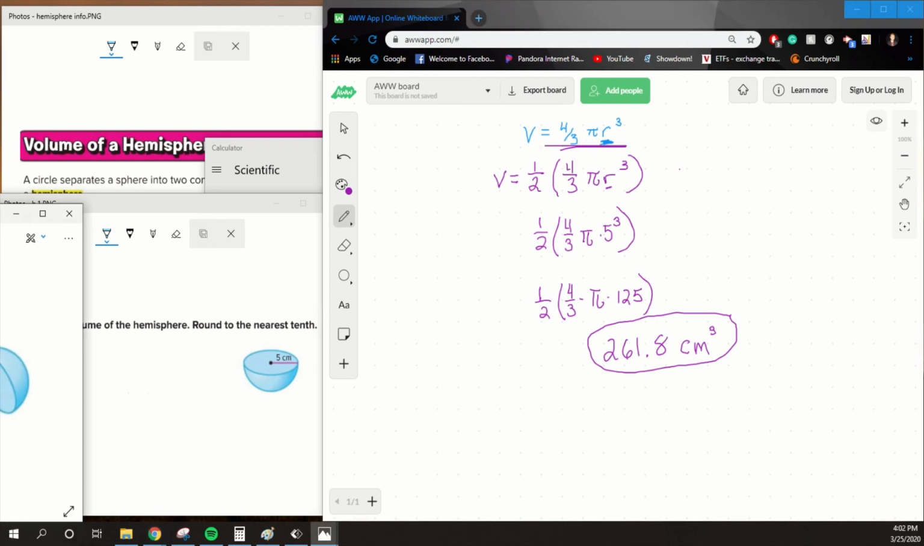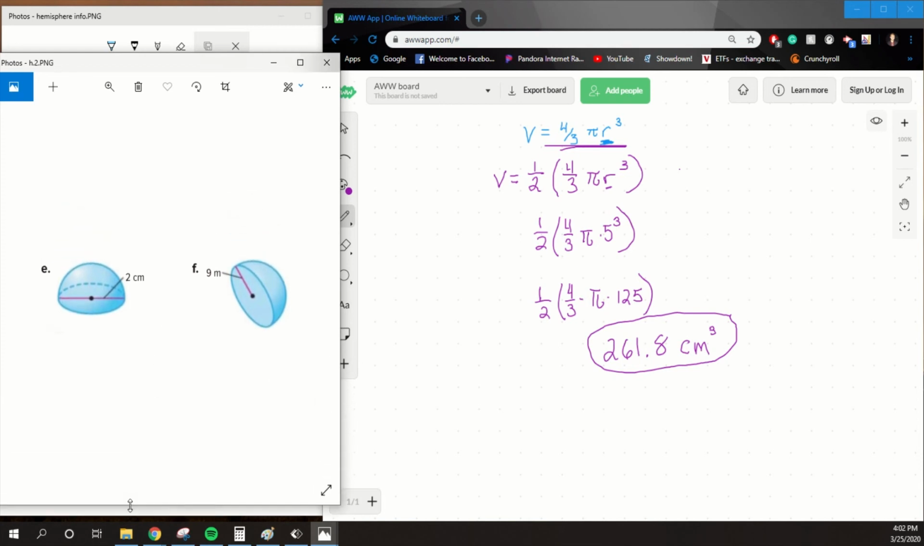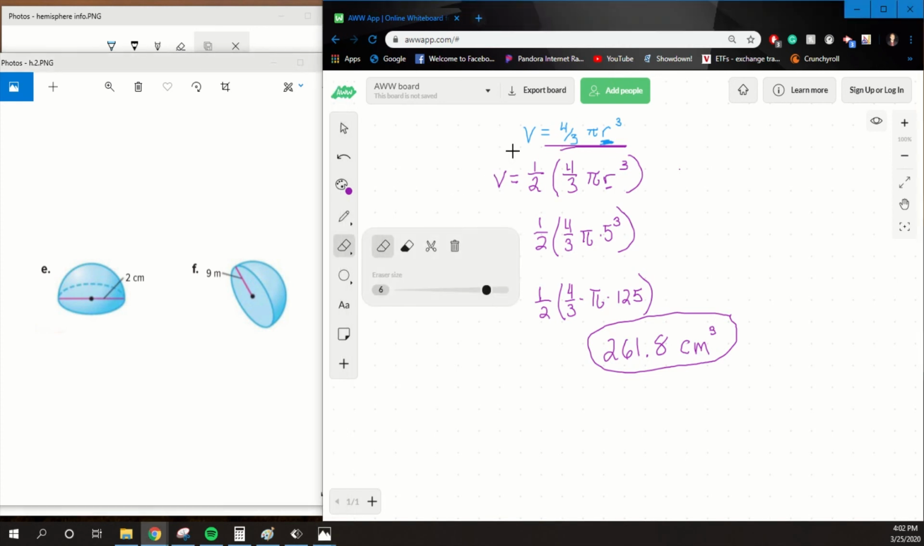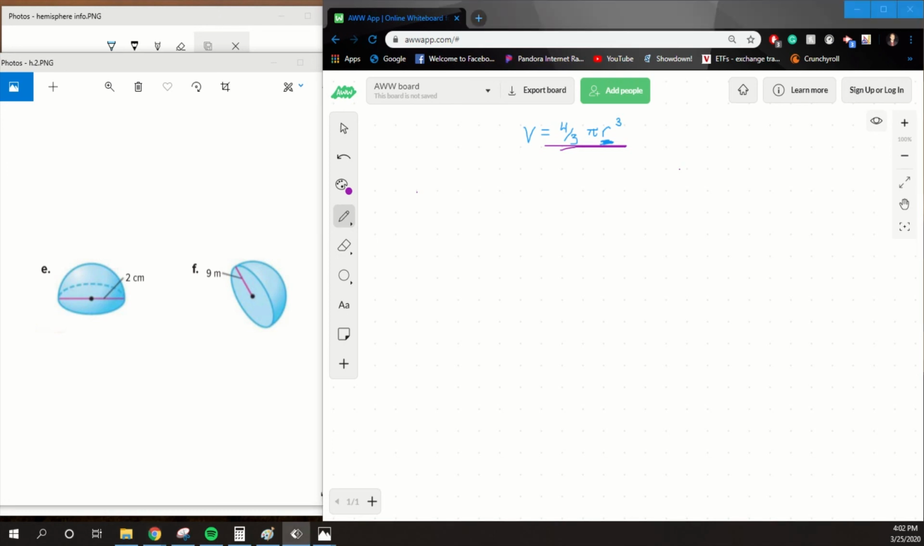So go ahead and try your best to answer these two questions. Go ahead and answer E and F. Go ahead and pause the video. Try to solve for E and F, which are both hemispheres. Solve for their volume. I want you to find the volume of both of those. Take a second, and we will go over the answers in a second, and then I'll give you the password for the assignment.